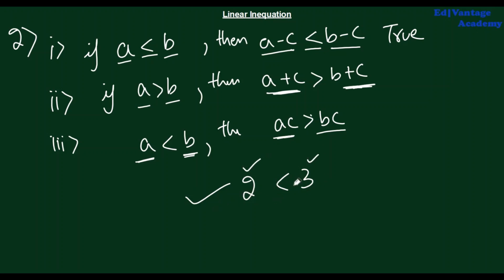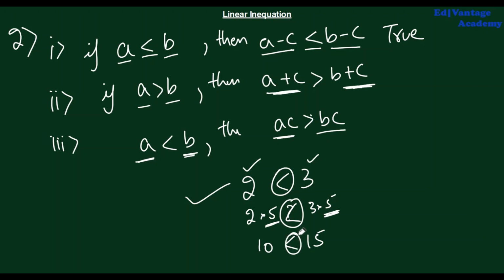Then if I multiply some C, let us say 5, multiplying 5 both the sides, 2 into 5, 3 into 5. 2 into 5 is what? And what will be the symbol? 2 fives are 10, 3 fives are 15. Still 10 is lesser than 15, so it should come as a lesser than sign. The symbol should not get reversed because we multiplied a positive number. If we would have multiplied a negative number, the symbol should have got reversed, but we multiplied a positive number, so the symbol should not reverse. So they have reversed the symbol here by multiplying positive C.